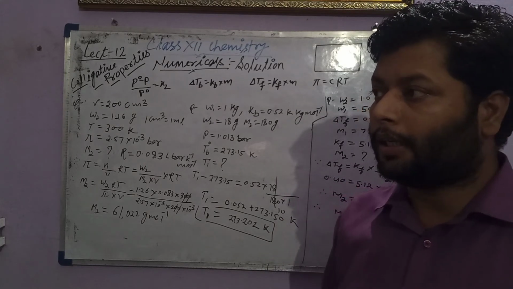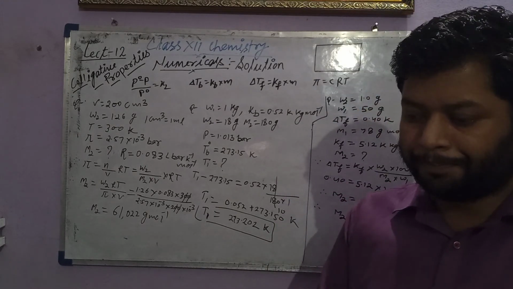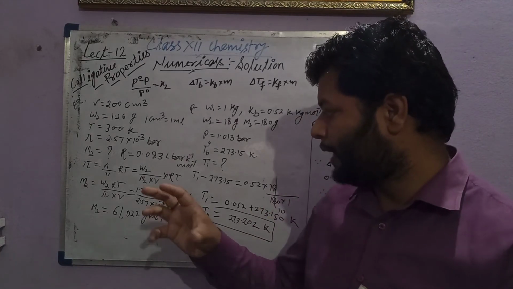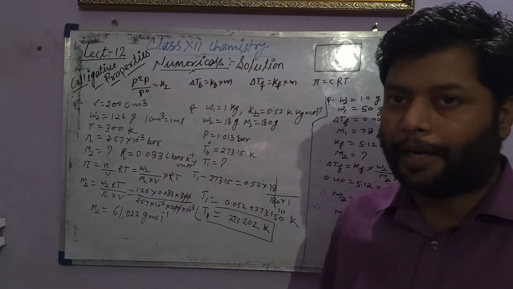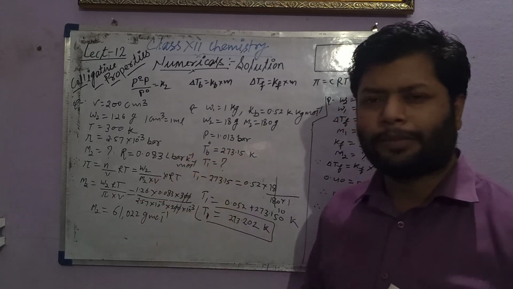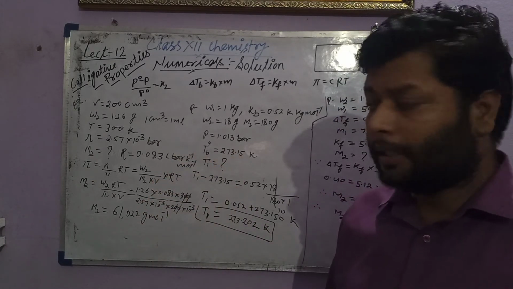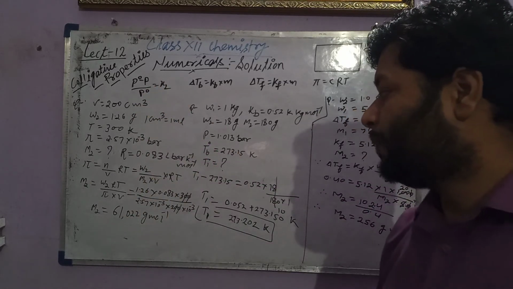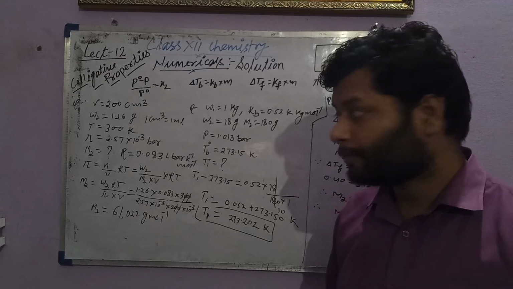So students, this question is totally based on the osmotic pressure formula, and the only problem or doubt during solving is the value of R. The value of R should be in liter bar Kelvin inverse mole inverse, because that is the formula used in this section, 0.083. Okay, fine.